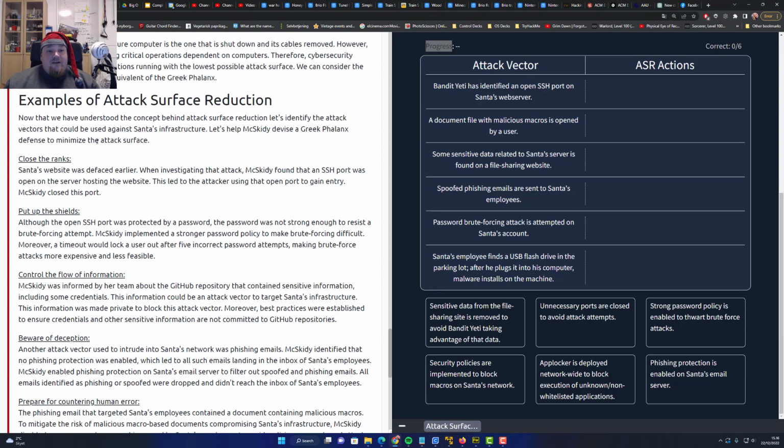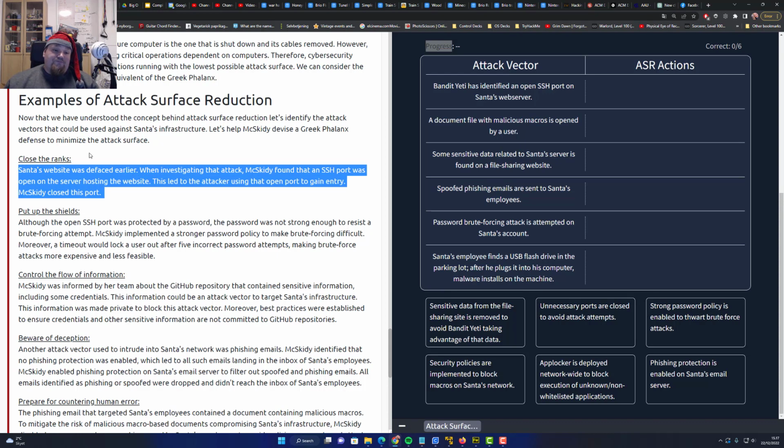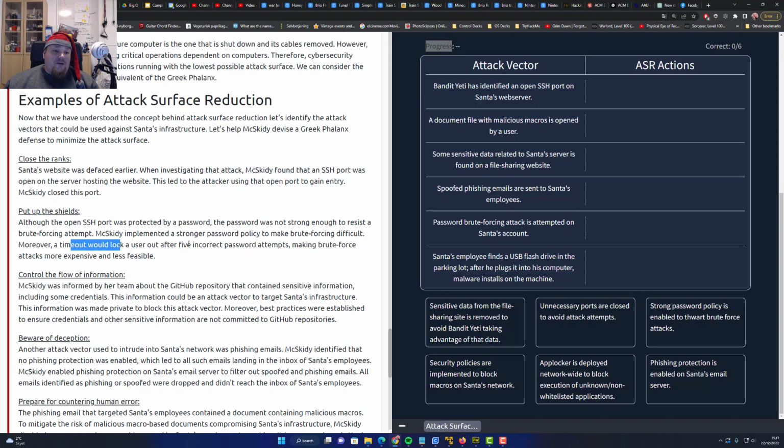An example of attack surface reduction: the website was defaced, meaning the front page is in most occasions replaced by something else. When investigating the attack, Mosquito found that an SSH port was open on the web server hosting the website, which led to an attack using the open port to gain entry. Mosquito closed this port. So closing ports is a way to put up shields. It can also mean not making it possible to do more than four or five different login attempts.